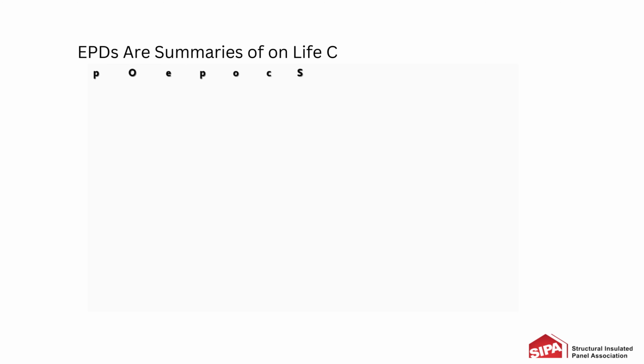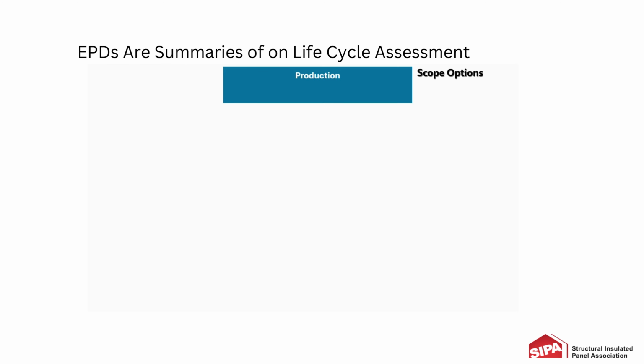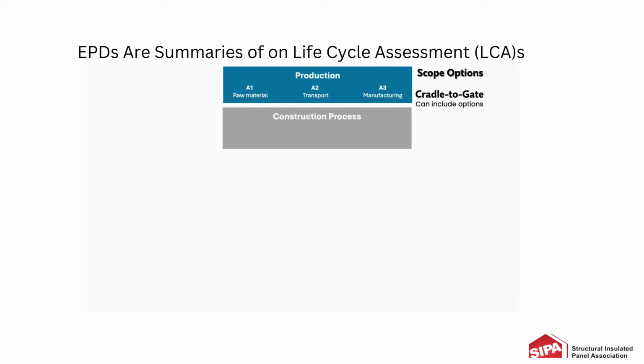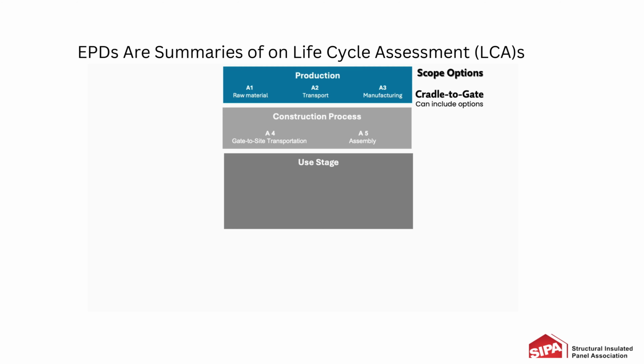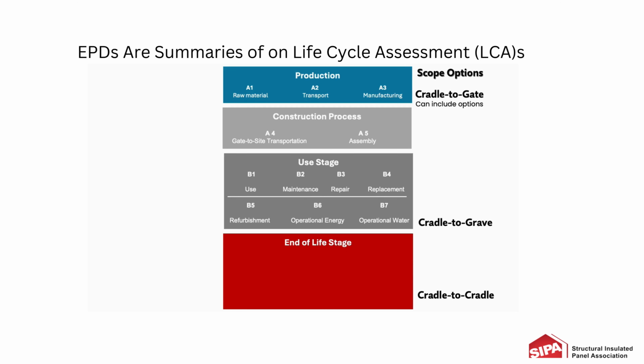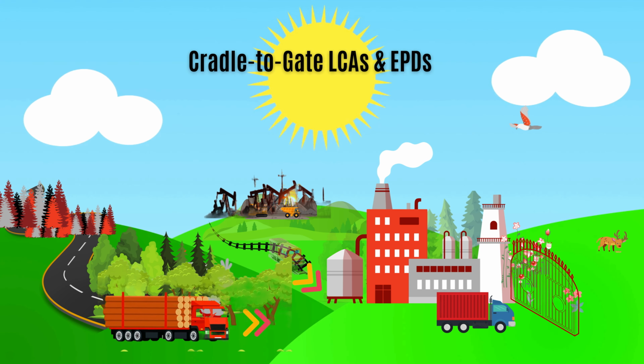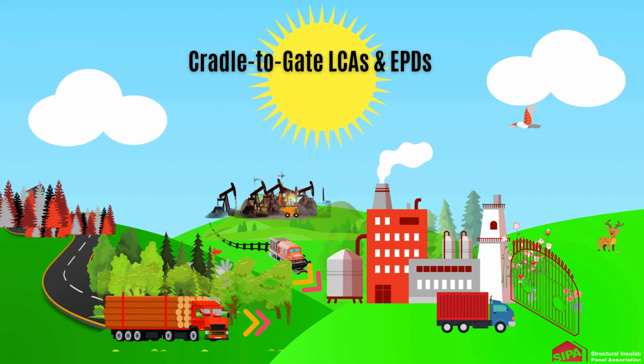A life cycle assessment is a complicated examination of the ecological impacts of a product across its entire lifespan. There are various scopes that we look at: cradle-to-gate, cradle-to-grave, and cradle-to-cradle. These can be condensed into what we call EPDs, or short form LCAs. Here's another way of looking at it.